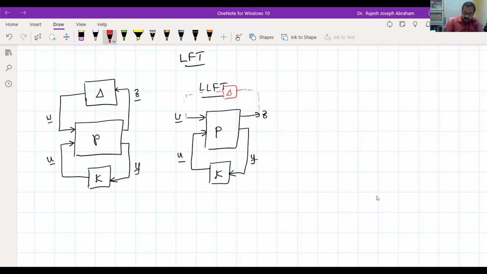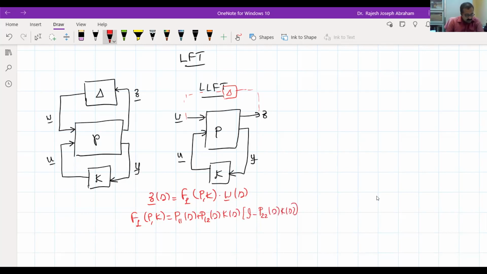So what was Z of s from here? We had derived this expression. Z was nothing but the lower LFT of P comma K into W of s. And what was FL of P comma K? We had seen it is nothing but P11 of s plus P12 of s K of s into (I minus P22 of s K of s) whole inverse into P21 of s. This was the lower linear fractional transformation.